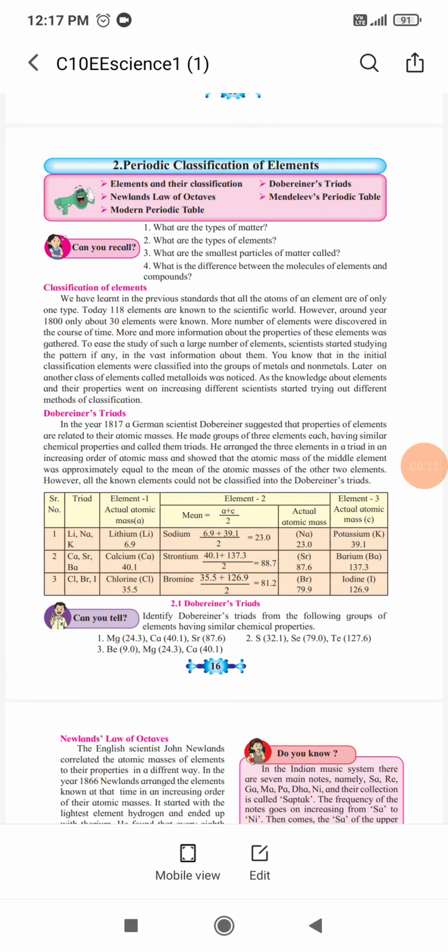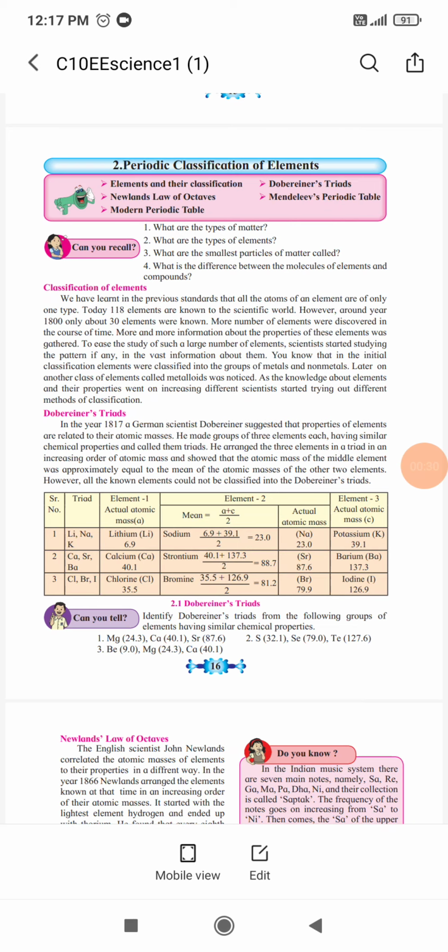Today we will discuss the periodic classification of elements. In this we will see elements and their classifications. We will talk about Dobereiner's triads, Newlands' law of octaves, Mendeleev's periodic table and the modern periodic table. These elements we use in day-to-day life, so we will discuss these things.